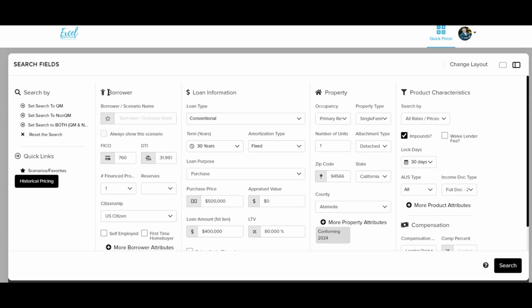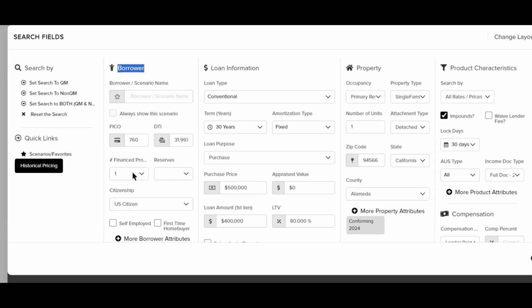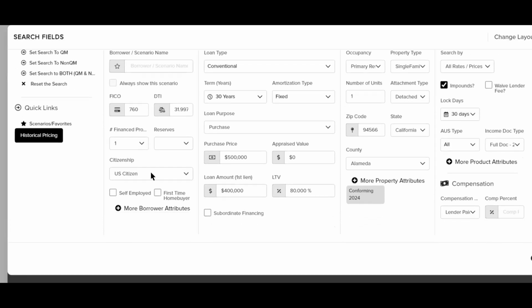So you have borrower, okay? That's everything to do with the borrower itself, okay? What kind of FICO score do they have? What is their debt to income ratio? How much in reserves do they have? How many financed properties? Are they a U.S. citizen? Is it self-employed, first-time home buyers?